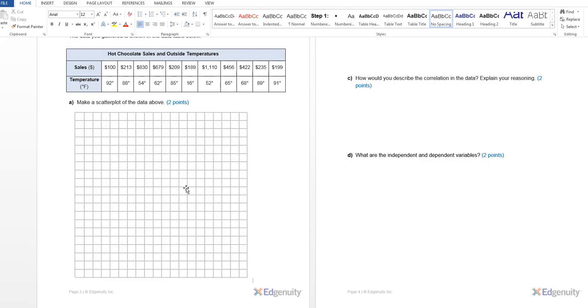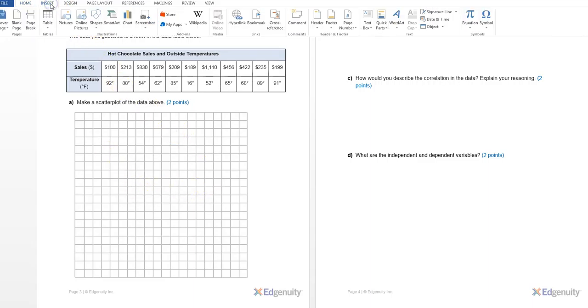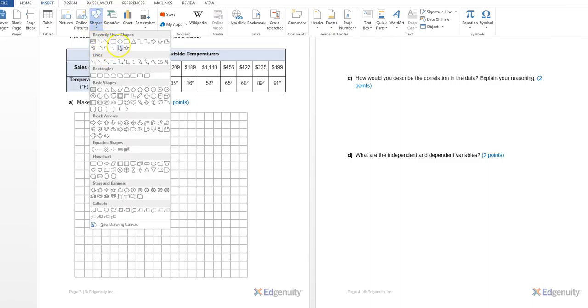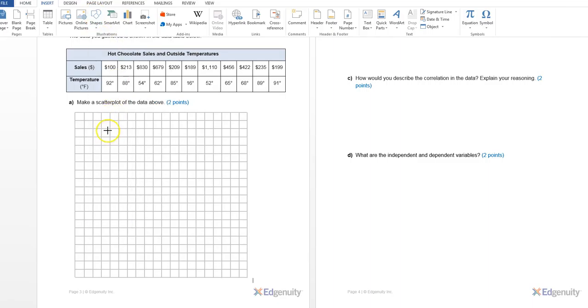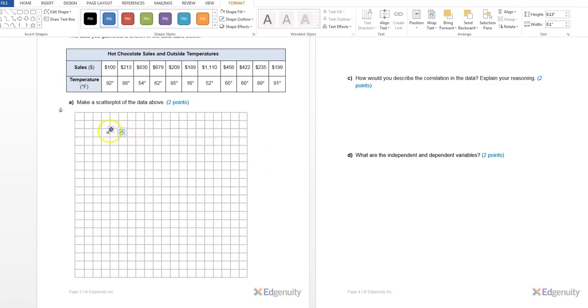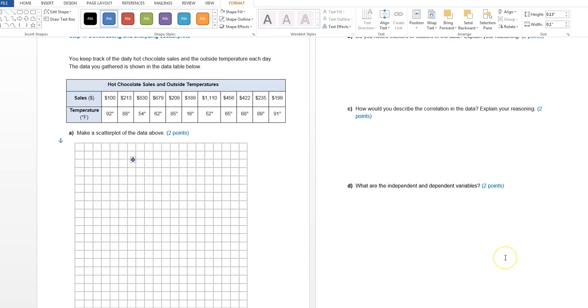For students who are not sure how to put points on a graph like this in Word, if you go to Insert, Shapes, and take this little circle shape, make a small circle, then you can take that point and you can move it all over the graph wherever it needs to go. So you can figure out your scale and you can add your point wherever it needs to go. And then you can continue to add more points for each one of the data points here.